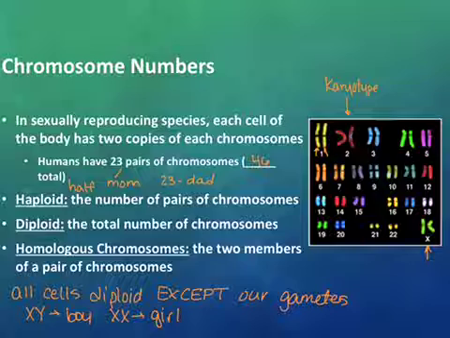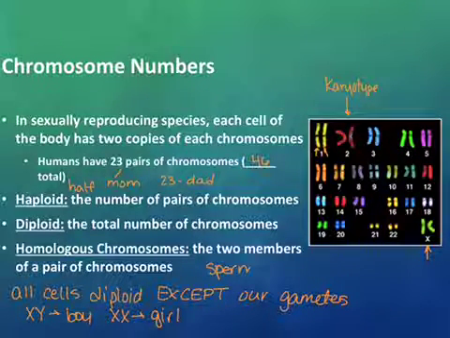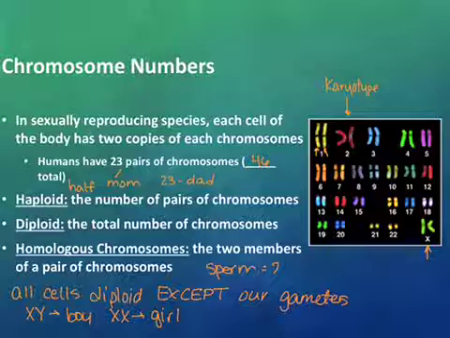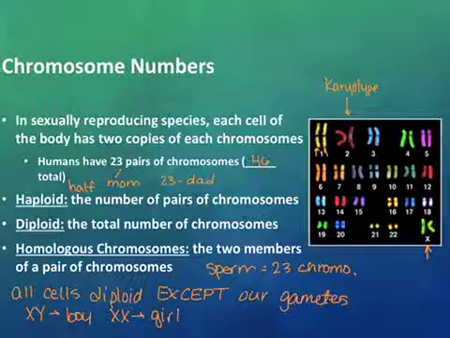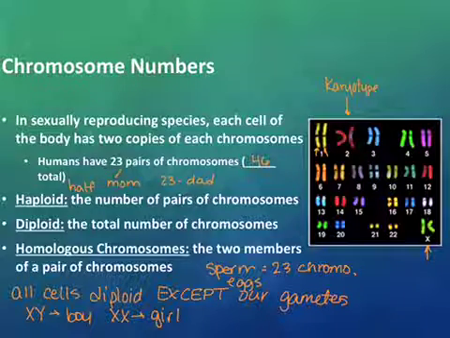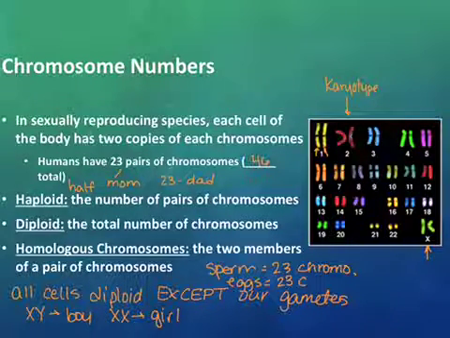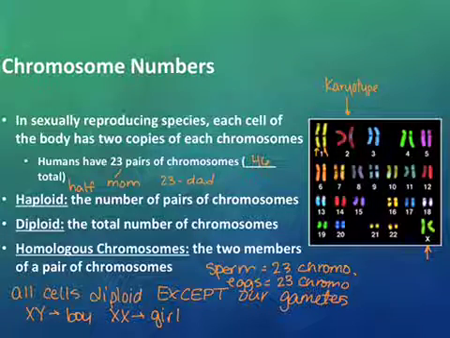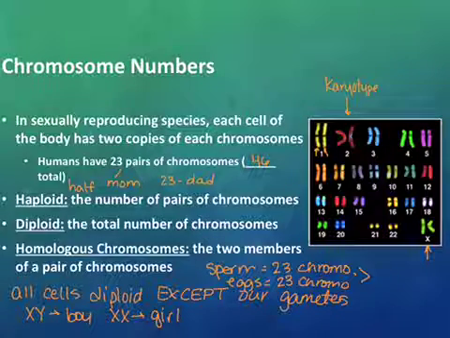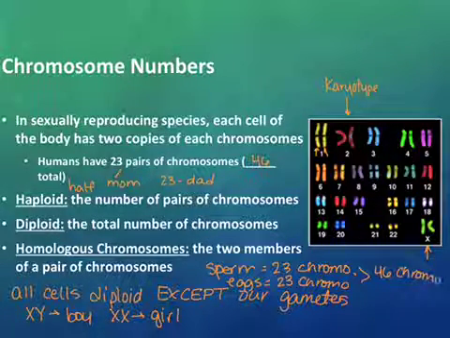And so then your sperm is haploid, so it will have 23 chromosomes. And eggs are also haploid, and they will also have 23 chromosomes. But when the sperm and egg combine, we now have a diploid cell with 23 plus 23 chromosomes for a total of 46 chromosomes.